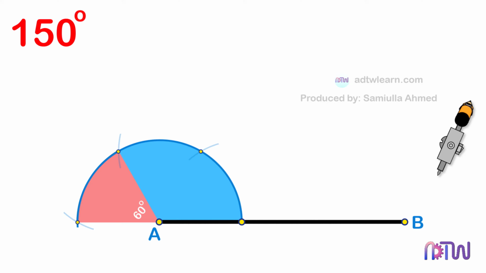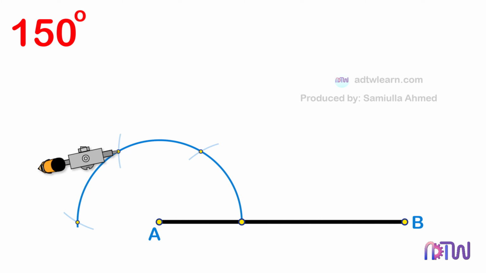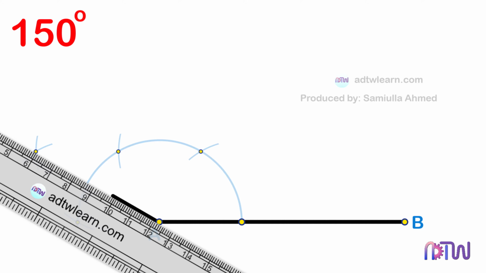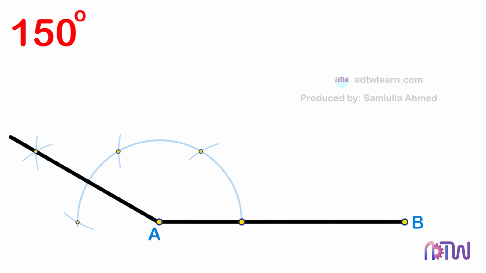To get a 150 degree angle, we need to divide this angle in half. Therefore, take a compass, and using these 2 points as centers, cut the arcs as shown. In the end, draw a line passing through this intersection point from endpoint A of the line segment. This is the required 150 degree angle. You can check by using a protractor.